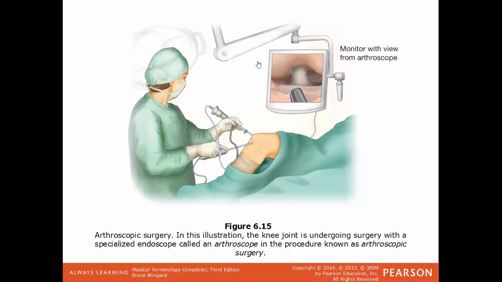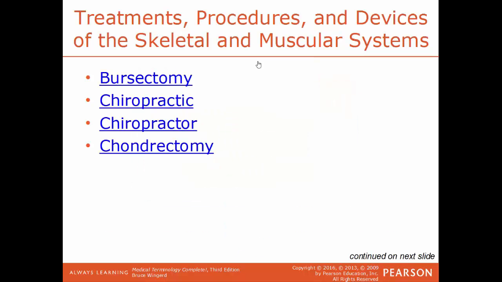So this whole procedure would be arthroscopy, and the tool used here in the surgeon's hands would be an arthroscope. Bursectomy, the surgical removal of a bursa. Chiropractic is a medical specialty that deals with using the hands to manipulate the muscles and the spine. And someone who practices in this field would be a chiropractor. And last term on here, chondrectomy, is the removal of cartilage.